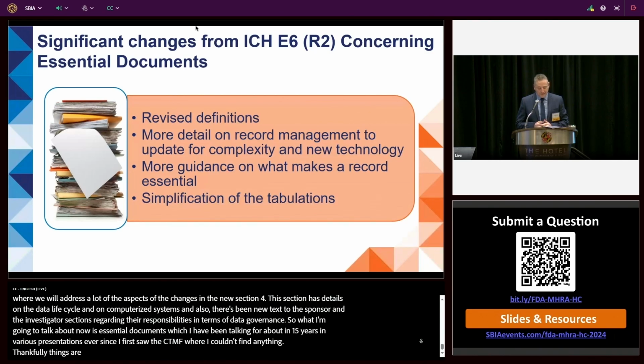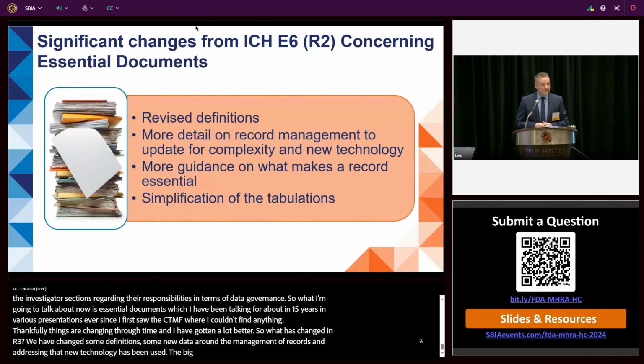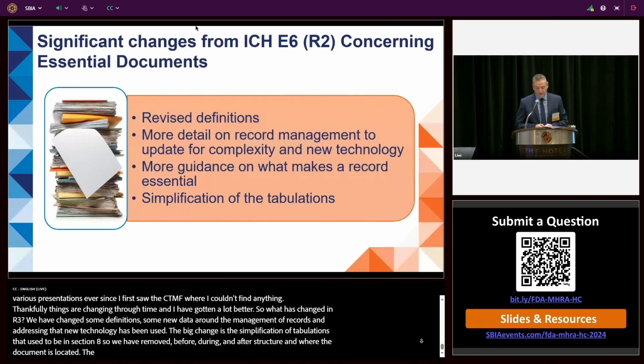So what's changed in R3? Well, we've changed some definitions. There's some new detail on the management of records and addressing that new technology has been used. The big change is the simplification of tabulations that used to be in section 8. So we've removed the before, during, and after structure and where the document is located. The purpose section on those old tables has been removed, and that has generally been contained in new text, which gives guidance on why a document is essential.